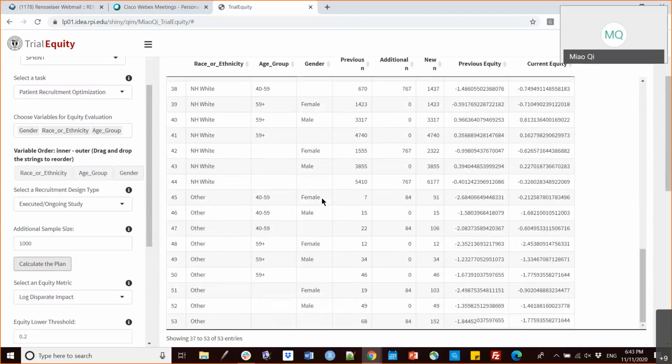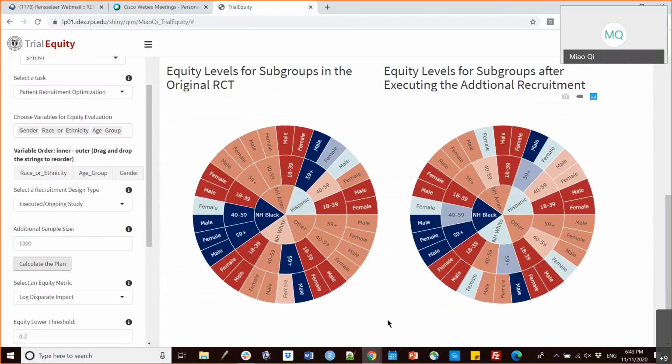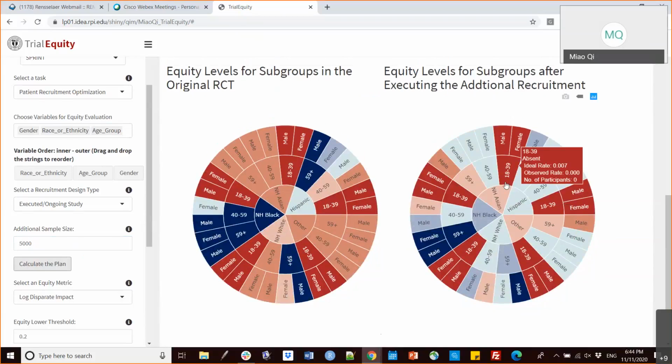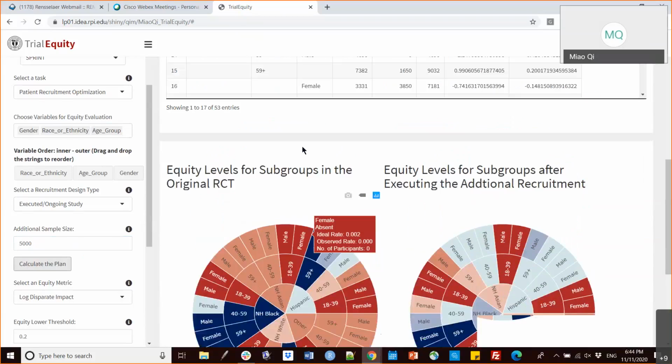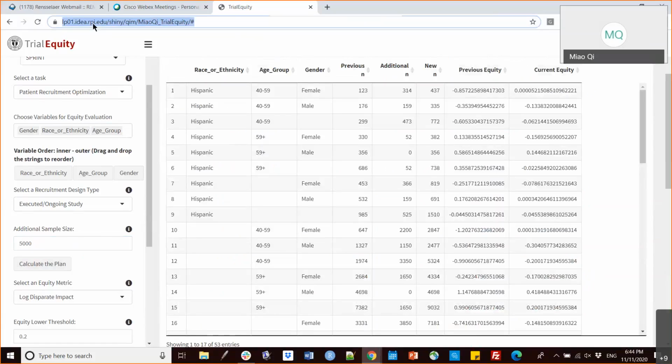And I also show you the sunburst here. So it's very clear that, for example, for the non-Hispanic white, by following our plan, it becomes more equitable here. And some other groups, like these subgroups here, become equitable. And if you don't have the limit, you can just increase the number to make the study become more and more equitable. Yeah. So that's the recruitment plan. And then we can go to another task.